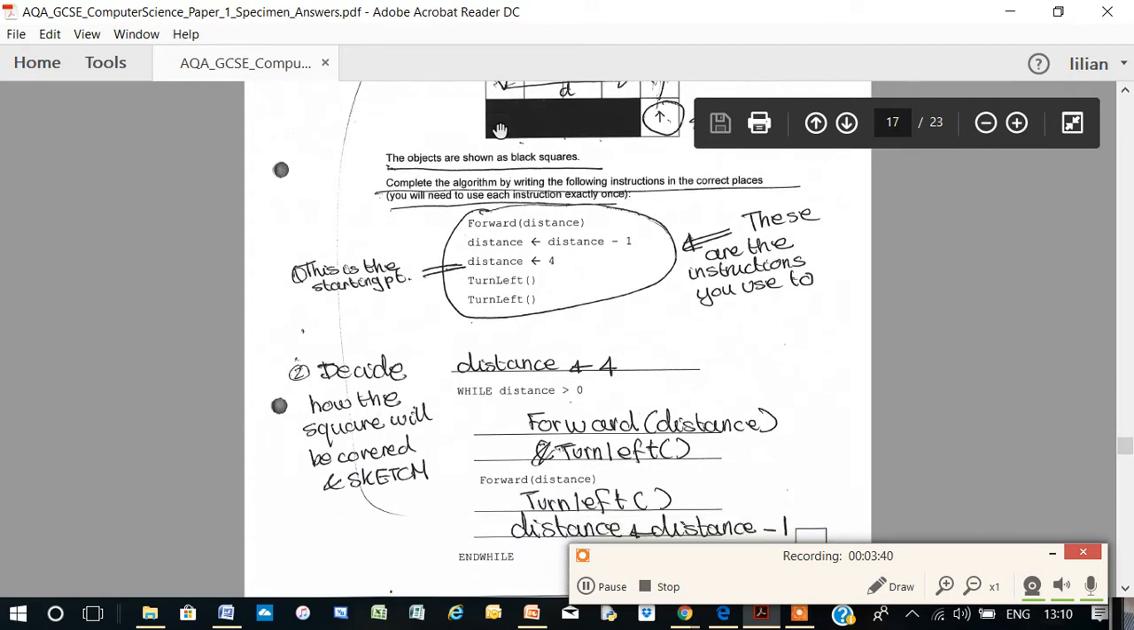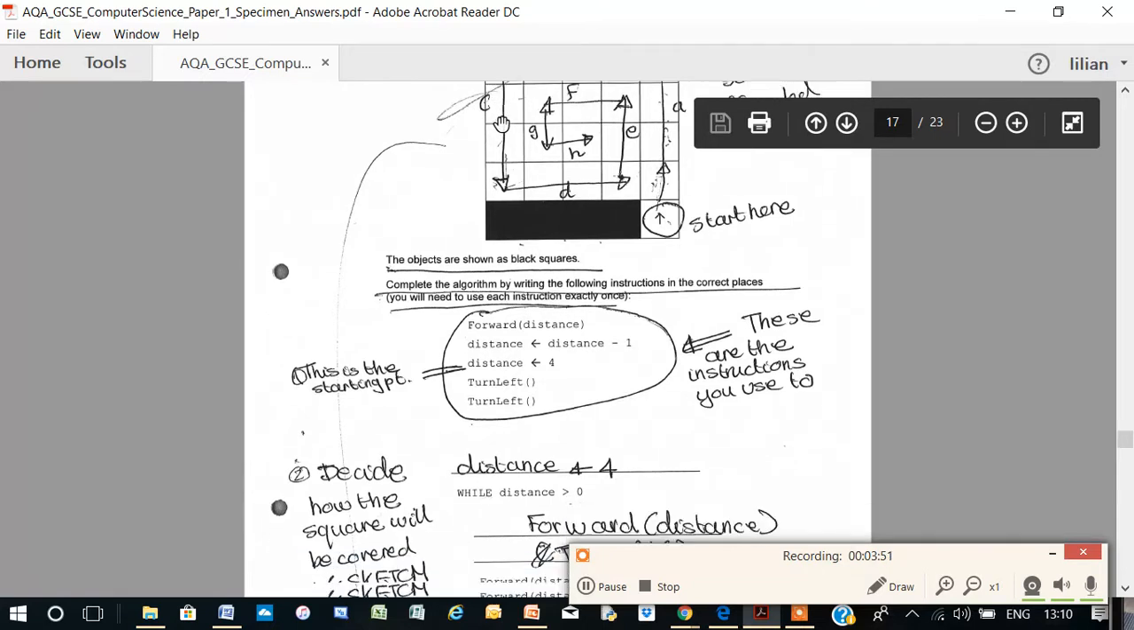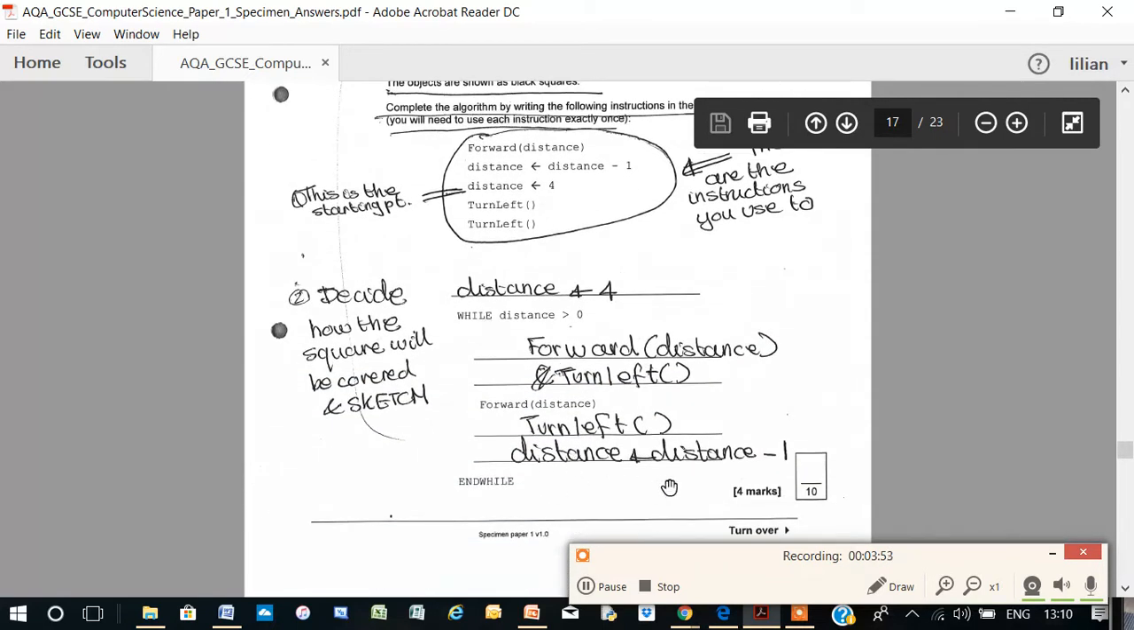And then if you look here, it says turn left. It turns left and it remains on this square. And then it goes down 1. And then distance equals distance minus 1. End while, and it goes round again.